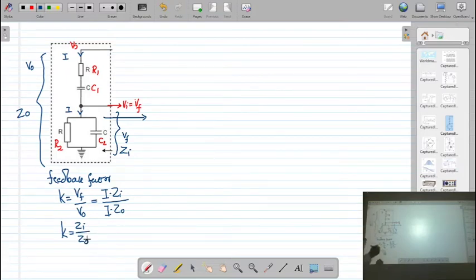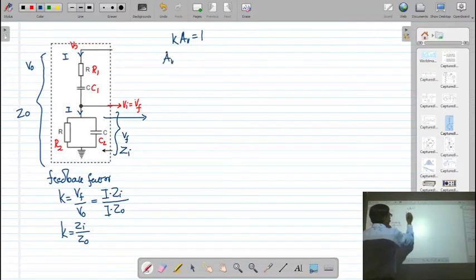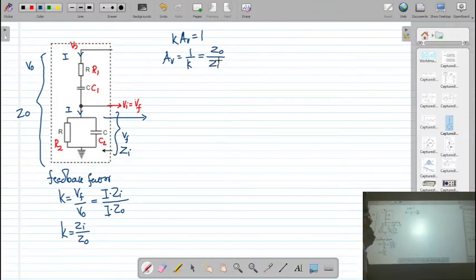And here, what is the Barkhausen criterion? K into AV is equal to 1. So AV is equal to 1 upon K, and therefore 1 upon K is Zo upon Zi. So if we find the output impedance and the input impedance, we can calculate the gain of the amplifier. Now, what is Zi?